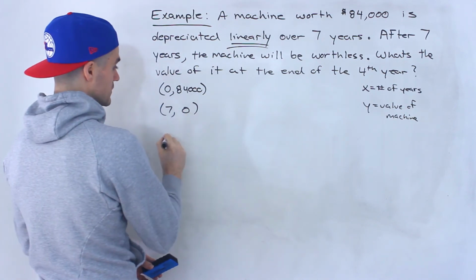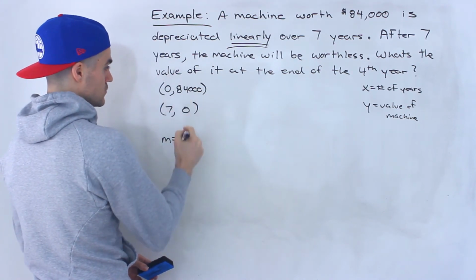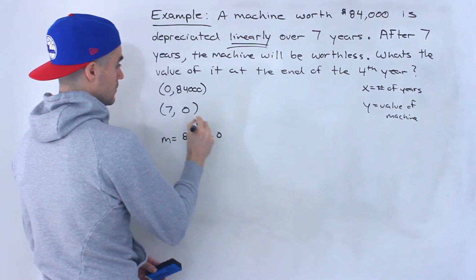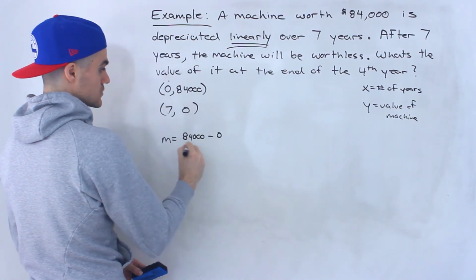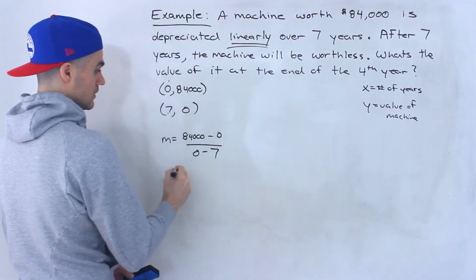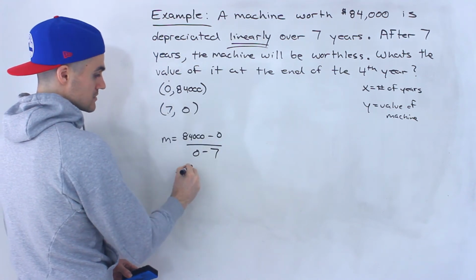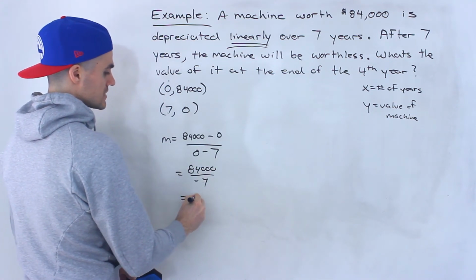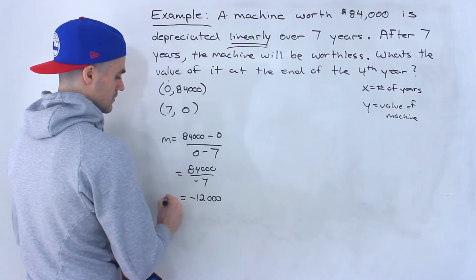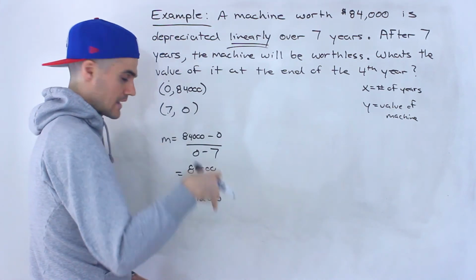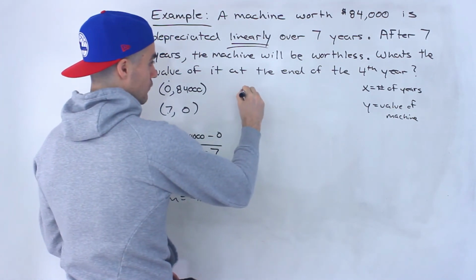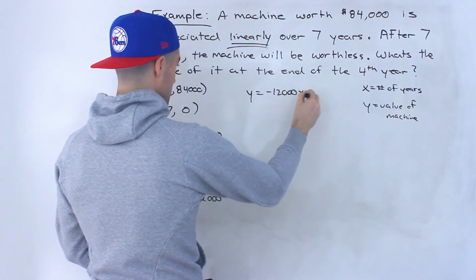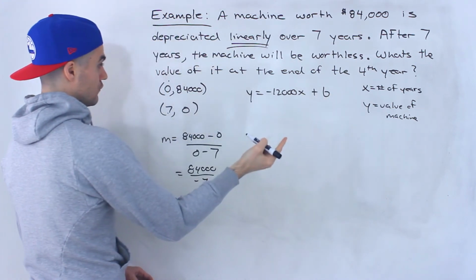So how do we do that? We find the slope, which would be y2 minus y1 over x2 minus x1. So we'd have 84,000 minus 0 over 0 minus 7. And this would end up being 84,000 over negative 7, which would give us negative 12,000. Right? The value is going down, so it's a negative slope. So we'd have y equals negative 12,000 x plus b.